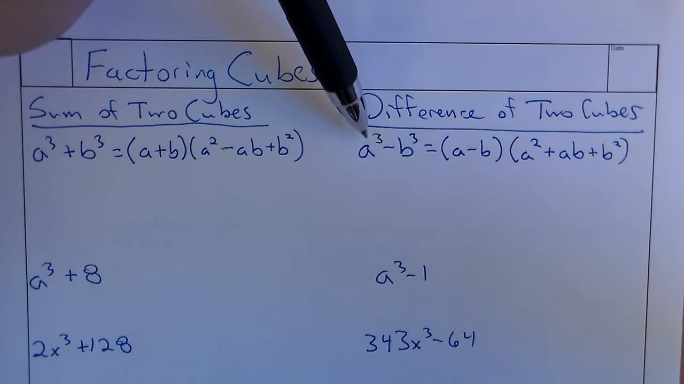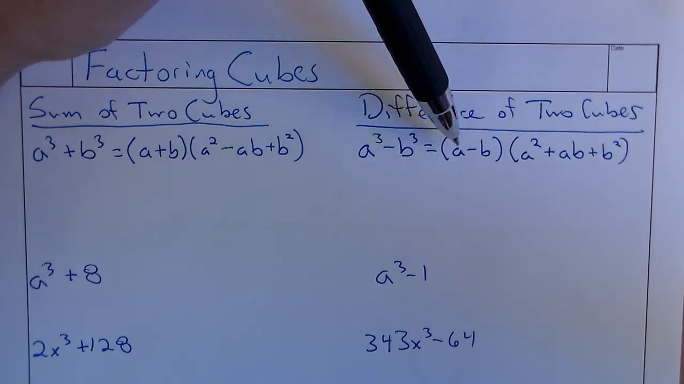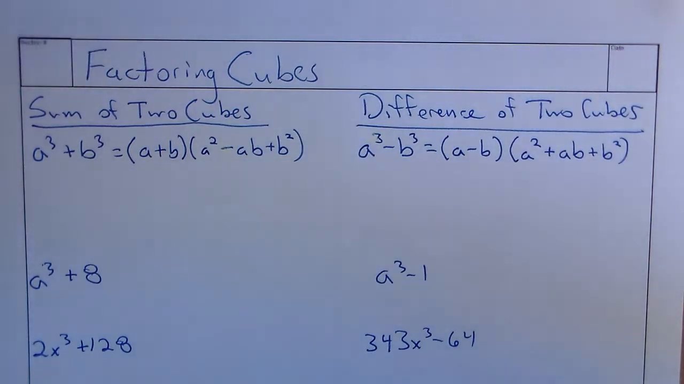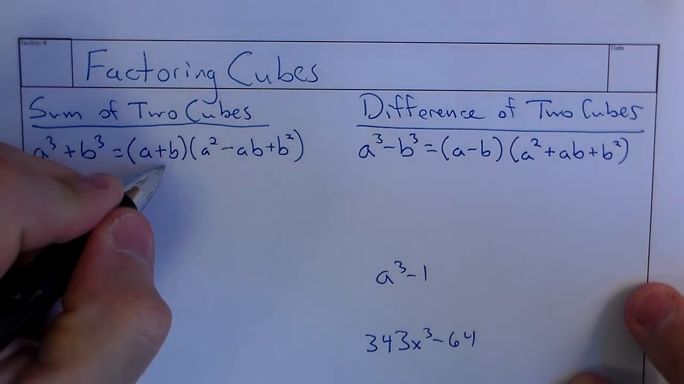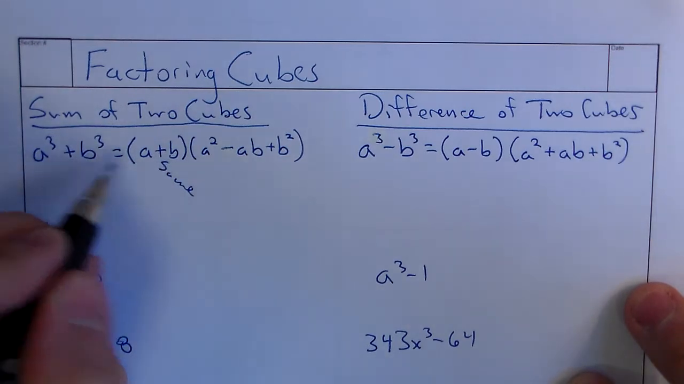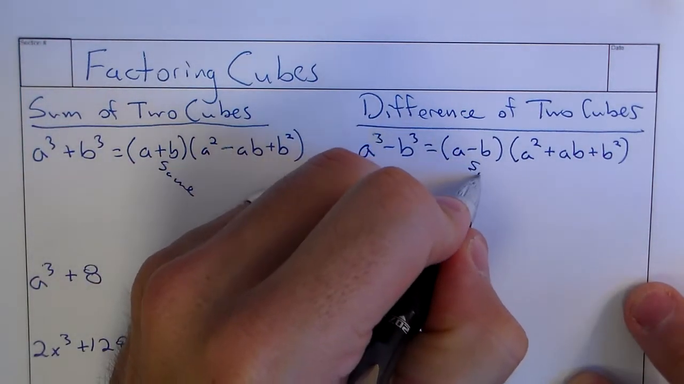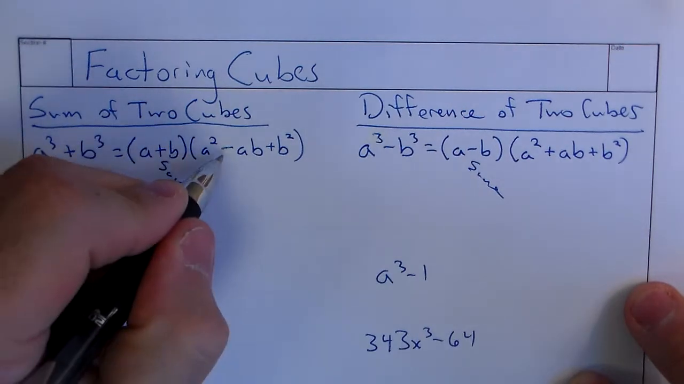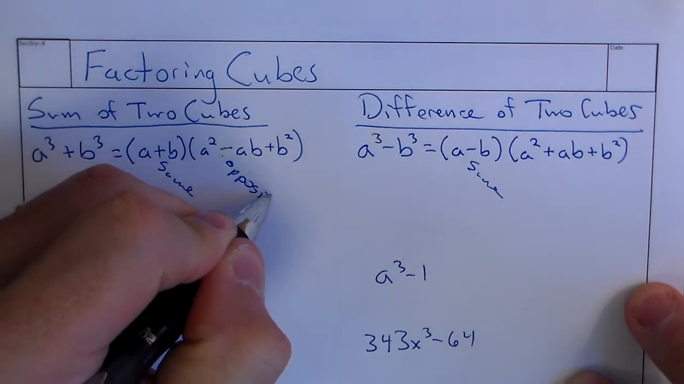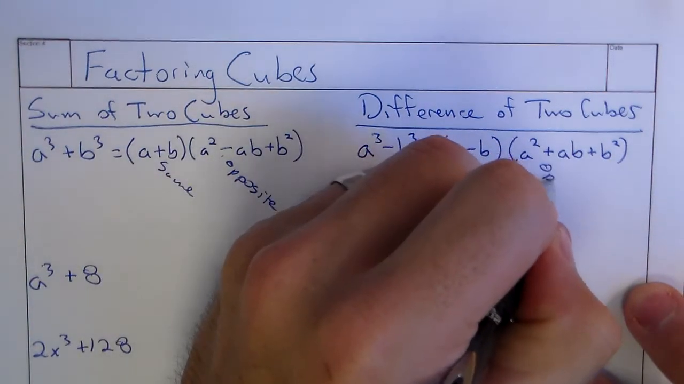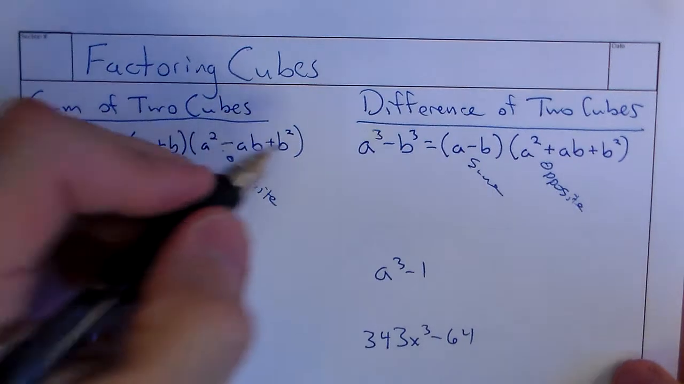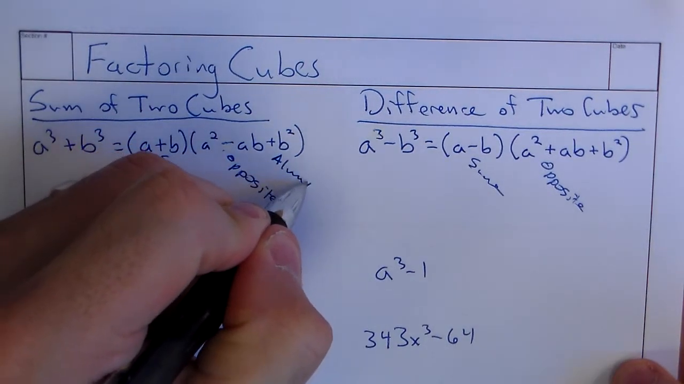The difference of cubes, a cubed minus b cubed, is going to follow a minus b, a squared plus ab plus b squared. We notice some patterns that start to develop. The first sign has the same sign as the positive that it started with, so does in the difference. The negative and positive here are the opposite signs. Then the last term is positive in both of them, so I'm going to write always positive.